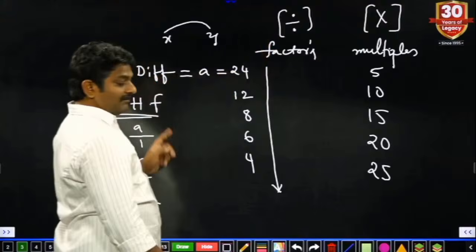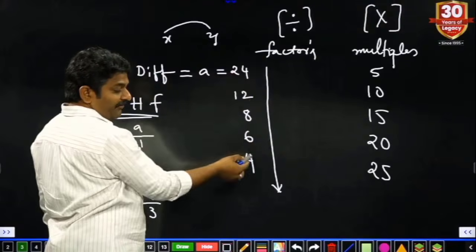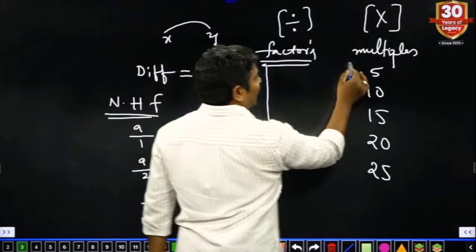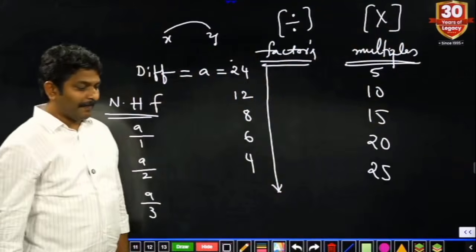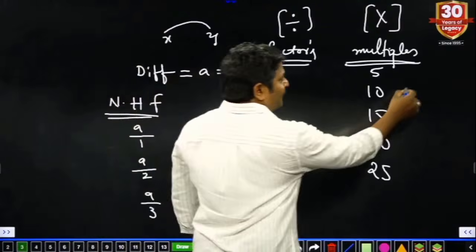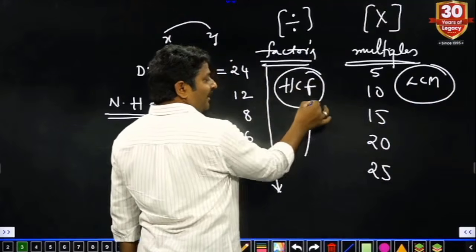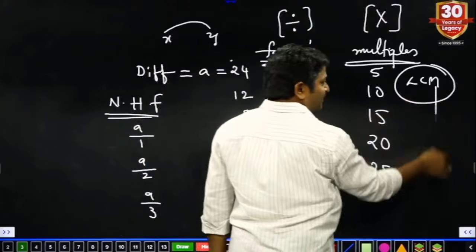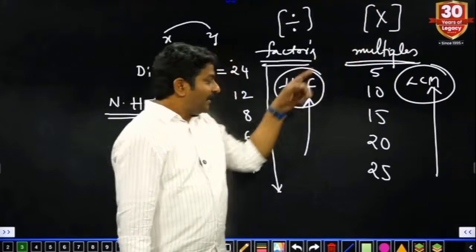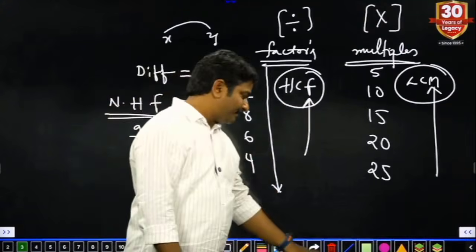24 divided by 1, 24. Divided by 2, 24 by 3, 24 by 4, 24 by 5 not possible, 24 by 6, like that. If you want factors, division symbol. If you want multiples, into symbol. Hope you can remember. The other way, this is LCM, this is HCF. F stands for factors, M stands for multiple. So in LCM we use only multiples. In HCF we use factors: divided by 1, divided by 2, divided by 3, like that.